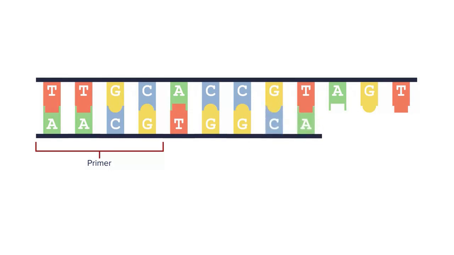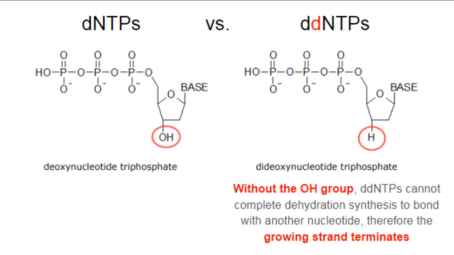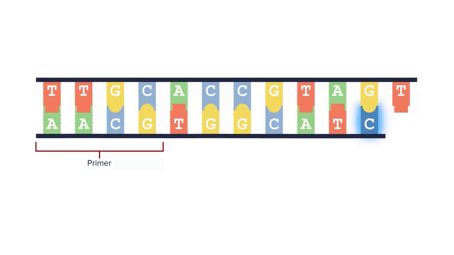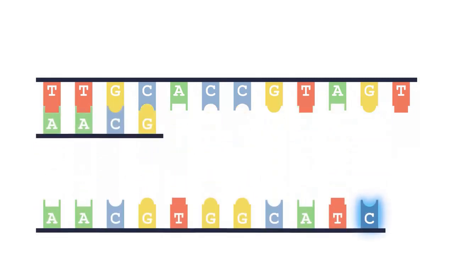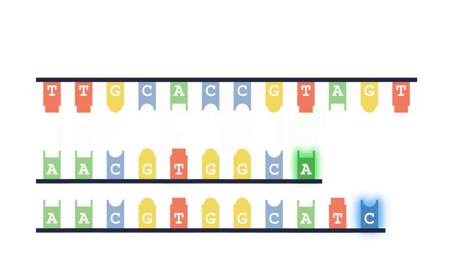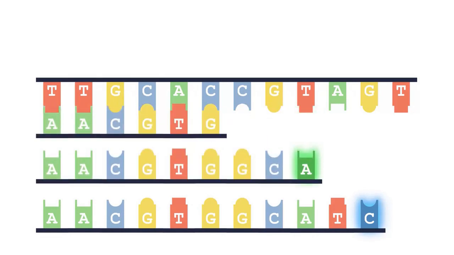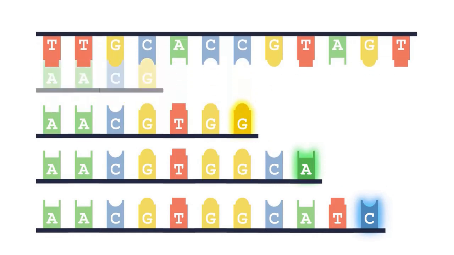Now, normally in a PCR reaction, this would continue until the entire template strand is replicated. However, because ddNTPs are missing an oxygen, they cannot complete dehydration synthesis to bond with another nucleotide. Therefore, when they are added to a growing DNA strand, the replication process stops and that chain ends. Because there are many more regular nucleotides than fluorescent nucleotides all mixed together, this addition of a fluorescent nucleotide happens randomly at any given location in the chain, which creates fragments of varying lengths.